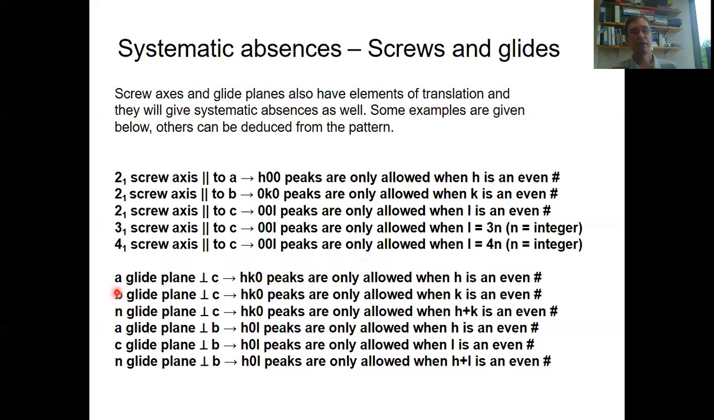For a B glide plane perpendicular to C, the HK0 peaks would only be allowed when K is an even number. For an N glide plane perpendicular to C, peaks of the type HK0 are only allowed when H plus K is an even number. So for instance, a 1, 1, 0 would be allowed because 1 plus 1 is equal to 2, but a 2, 1, 0 would not be allowed because 2 plus 1 would be odd.